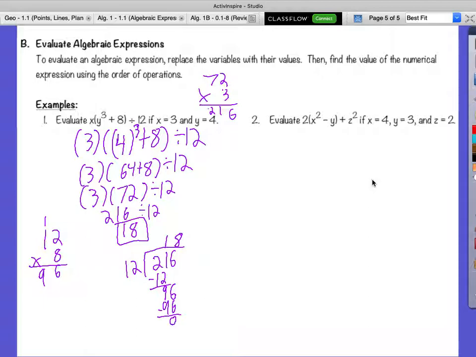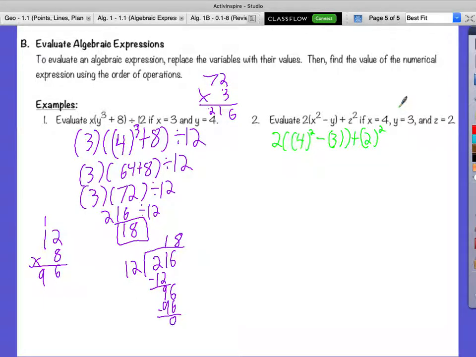Okay? Solving with parentheses, but what do we have to do before that now since we have these variables? We have to plug them in, we have to substitute them in, right? So I'm going to rewrite everything, but now instead of x, I'm going to put 4. Instead of y, I'm going to put 3. Instead of z, I'm going to put 2.